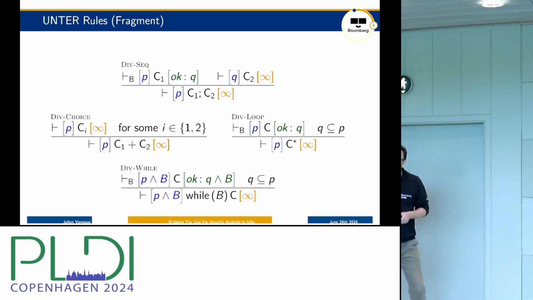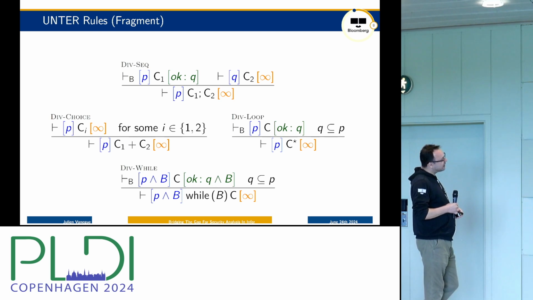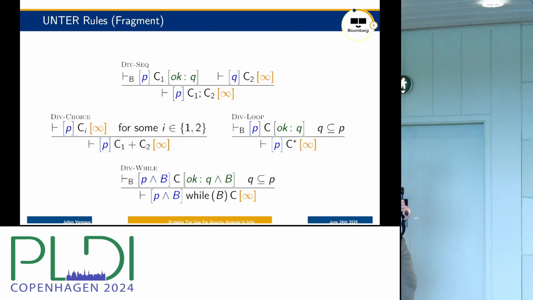Yes? What if Q is false? Yes, what if Q is false? It's a good question, because if Q is false, actually that's a valid under-approximation, and the premise is still true, so that wouldn't diverge. Good point.